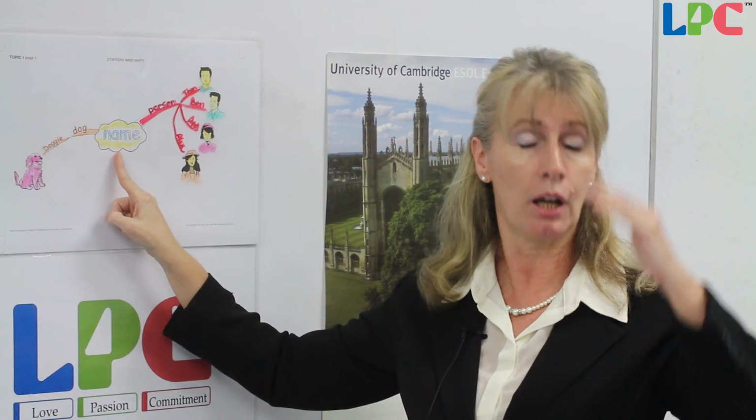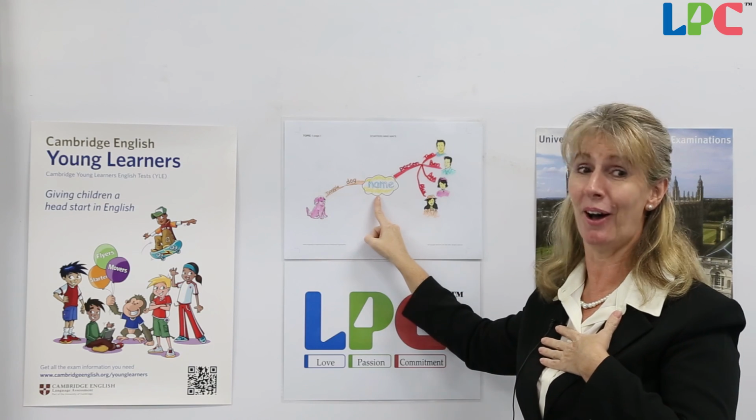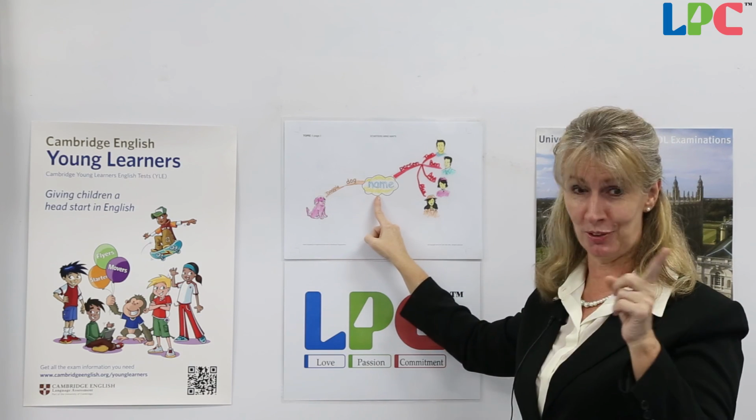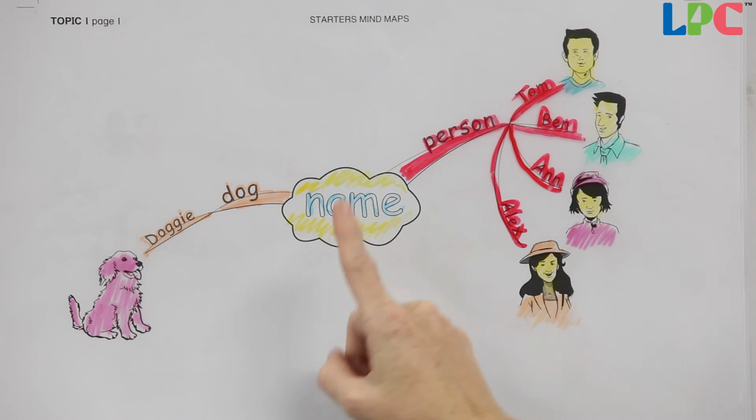Reading finger on name, close your eyes, and now read the mind map by yourselves. I'm not going to read it with you. Are you ready? Close your eyes and go.